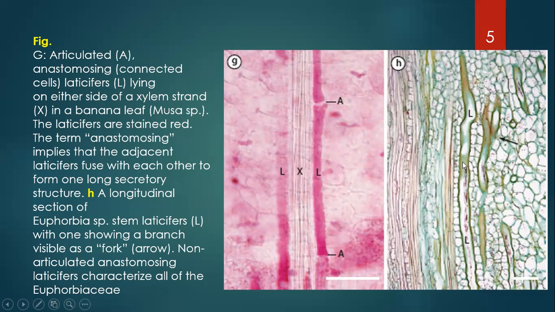The elongated structures are longitudinal sections of the Euphorbia species stem laticifers, one showing a branch visible as a fork. This is branched. The non-articulated anastomosing laticifers characterize all of the Euphorbiaceae family. These are duct-like structures present in the Euphorbiaceae, basically comprising different types of latex, the fluid or milky substances.